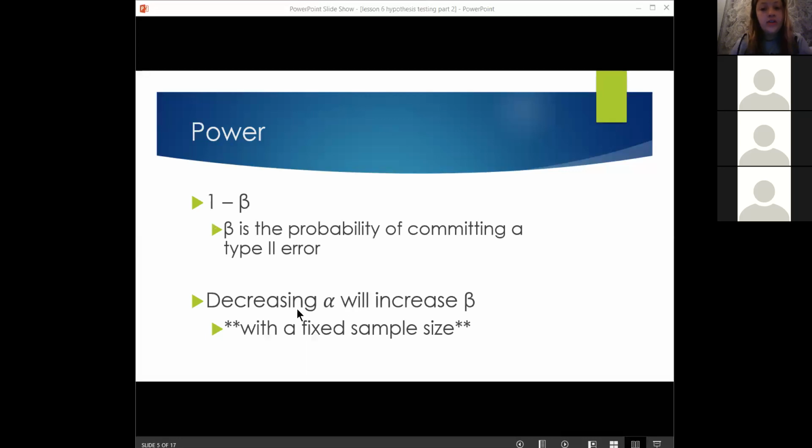So yeah, if you decrease the alpha, you're going to increase the beta. So there is an inverse relationship between alpha and beta. And keep in mind this is with a fixed sample size, because if you were to decrease alpha with a different sample size for beta, that would skew it and make it a little bit different, because remember, sample size does change our significance levels.